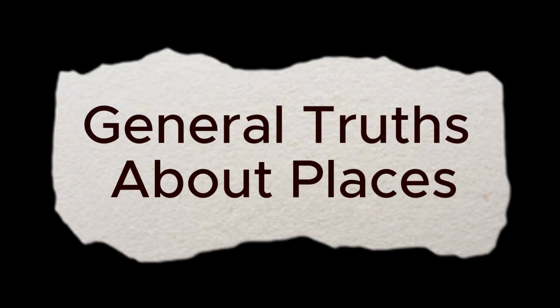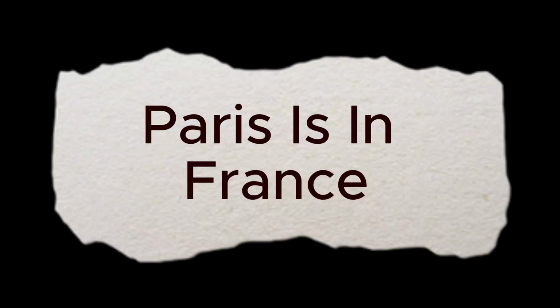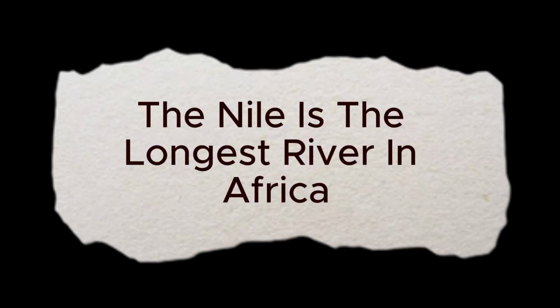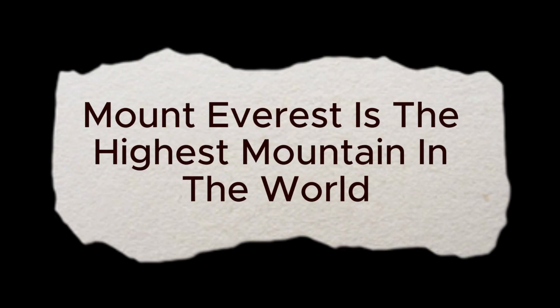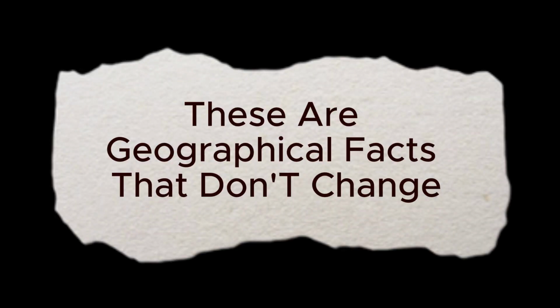General truths about places. Examples: London is the capital of England. Paris is in France. The Nile is the longest river in Africa. Mount Everest is the highest mountain in the world. Australia is a country and a continent. These are geographical facts that don't change.